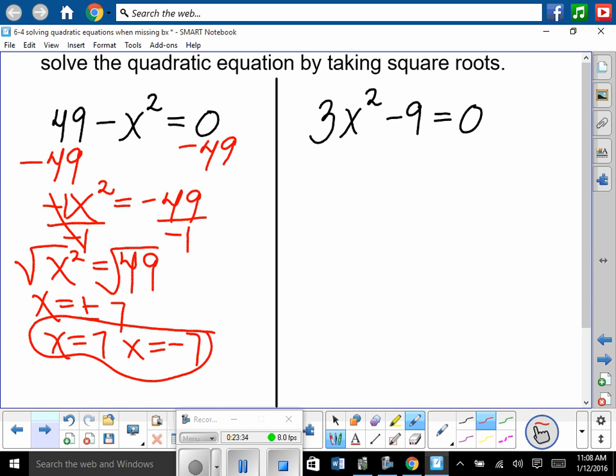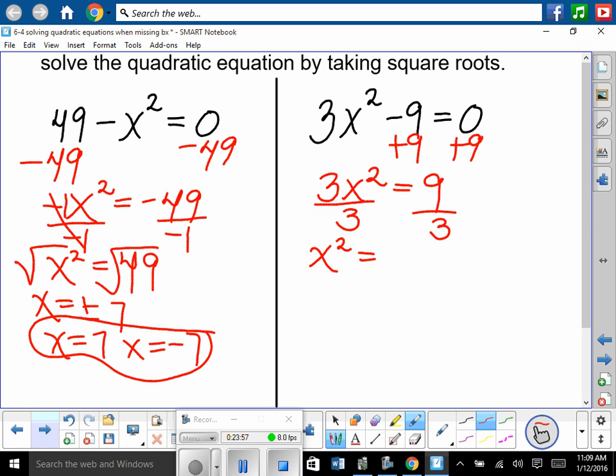A couple more that I'm going to let you work. Here we go. 3x squared minus 9 is equal to 0. Isolate x squared, so we add 9. So we have 3x squared is equal to 9. So then what will we do? Divide by 3. So we have x squared is equal to 3. Then what will we do? Square root both sides of the equation.